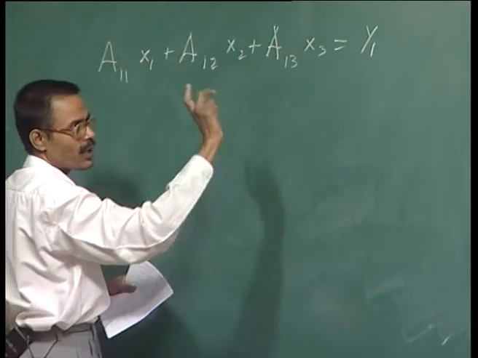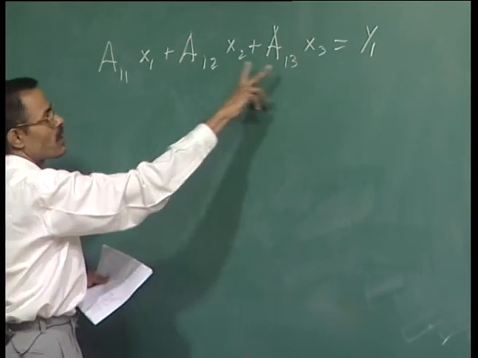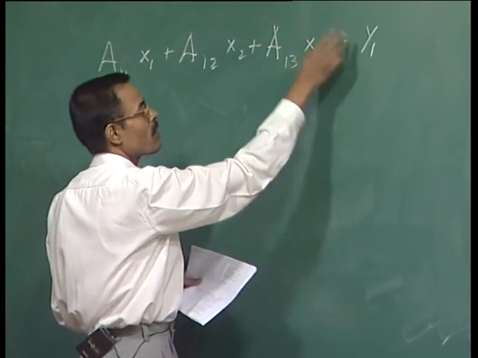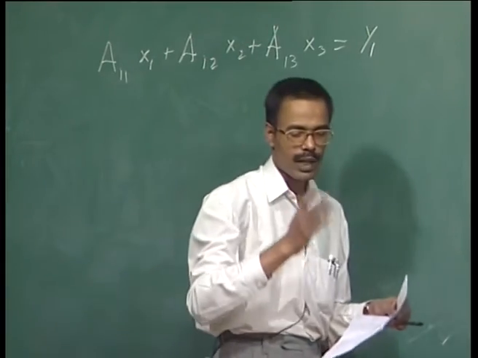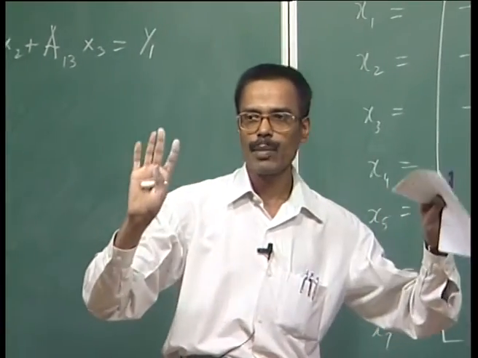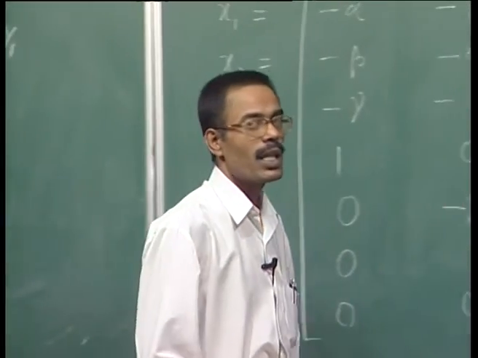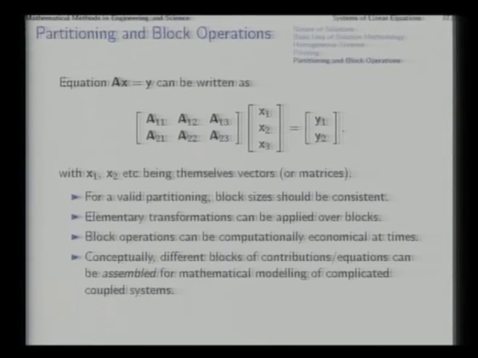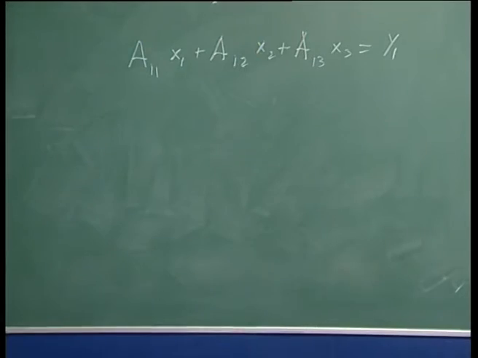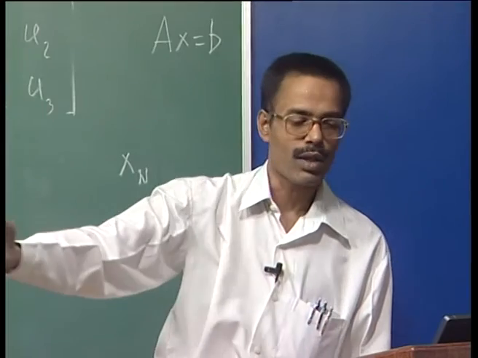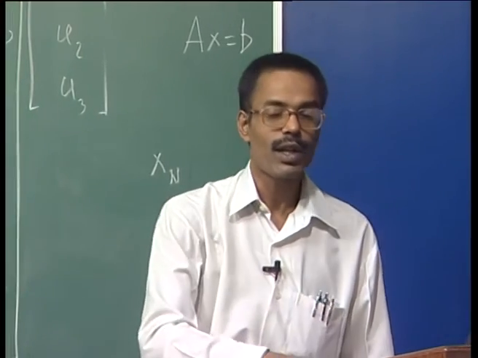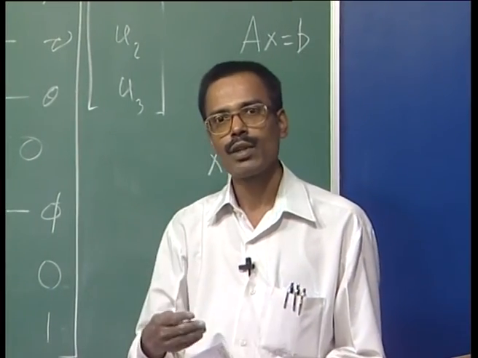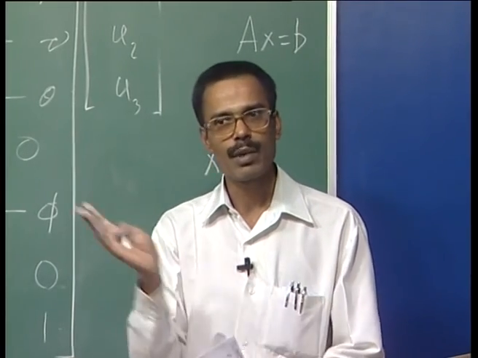This kind of partitioning is valid as long as these individual matrix vector multiplications make sense, their dimensions are compatible, these additions make sense, their dimensions are compatible, and this equality makes sense. On both sides we have vectors or matrices of the appropriate correct sizes. Similarly, there will be a second row block from here. This kind of partitioning and block operations can be carried out over complete blocks, and these operations help a lot in theoretical developments and selective solution of certain unknowns through elimination of others.